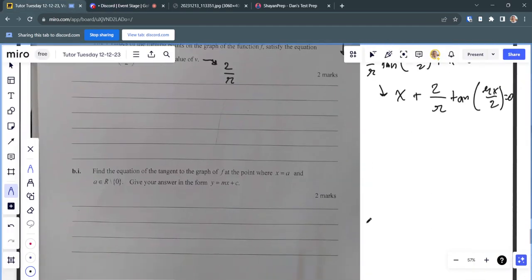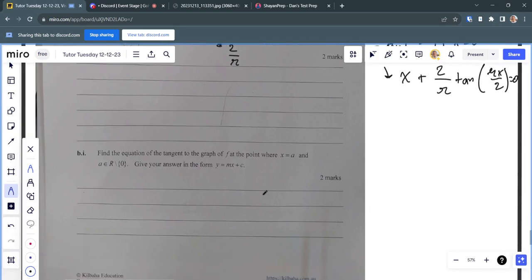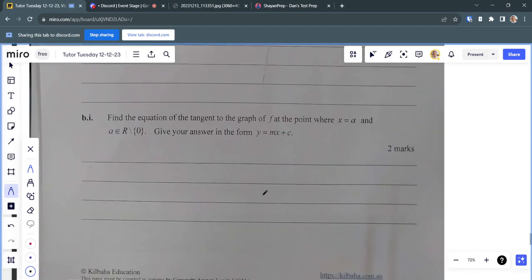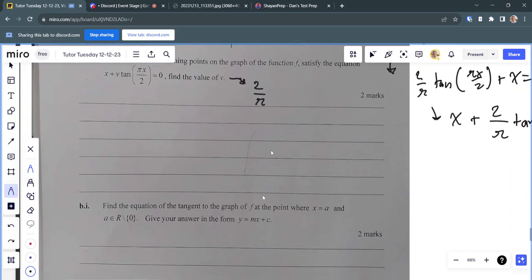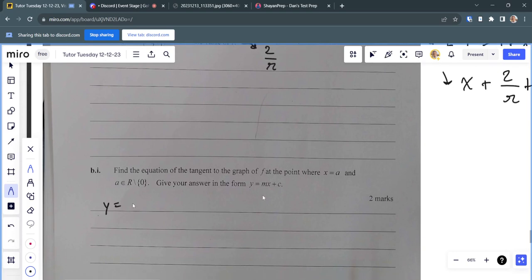Find the equation of the tangent of the graph of f at the point where x equals a, where a is contained within the set of real numbers and is not equal to 0. Give your answer in the form y equals mx plus c. Okay, well, the equation of the tangent is going to be y equals mx plus c, and if x is equal to a, then the slope is just going to be the derivative at a times x, and then the c value is a constant, right? We can solve for c on the side.